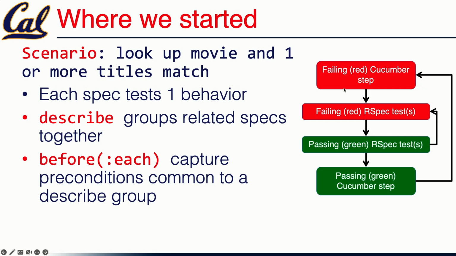And to do that, we started with a failing Cucumber step because we have no code. And then we identified a few specific behaviors that the controller method that receives the form is going to have to do. Each one of those behaviors became its own little test case. They're grouped together in a describe because they're related. They're all testing the same controller method, but they're testing 3 different things about it.